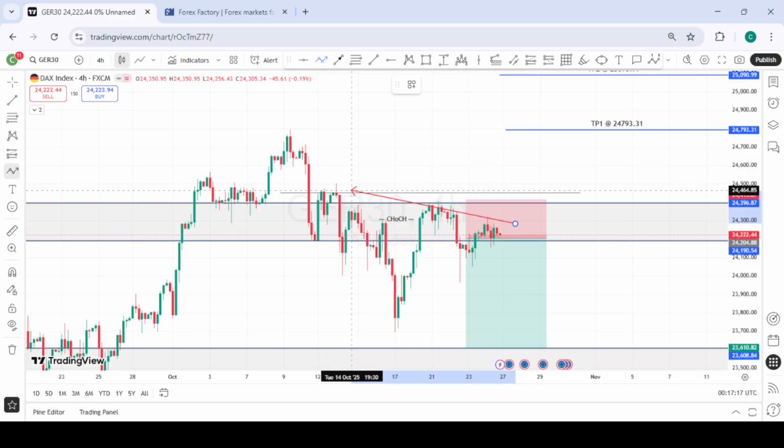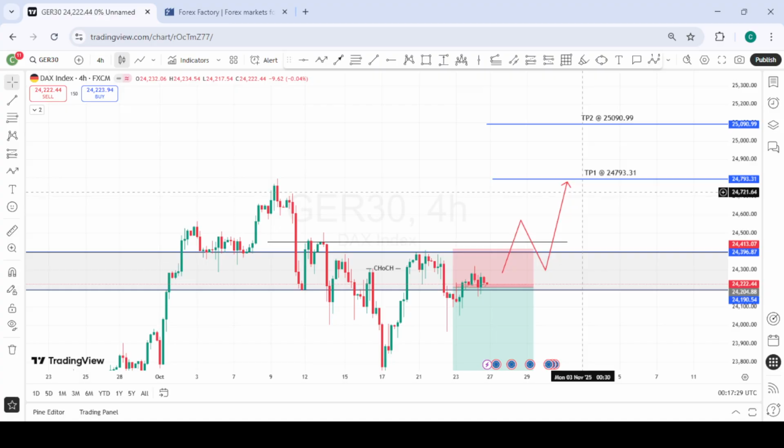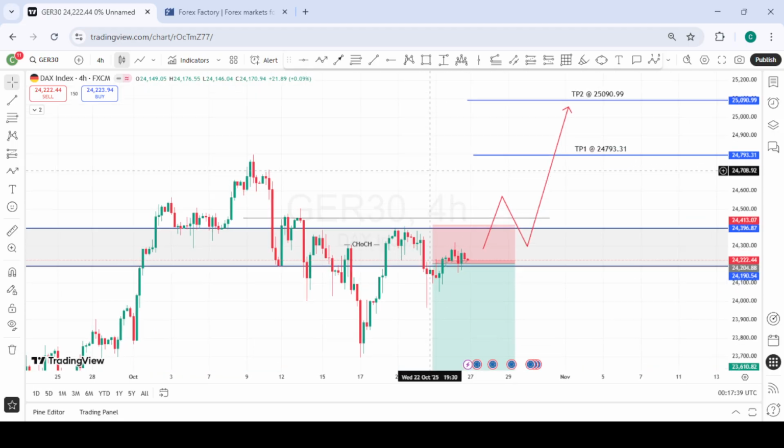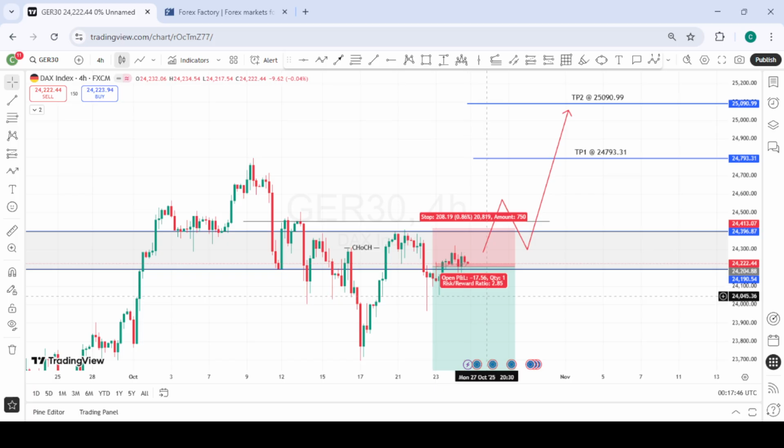Should price give us a daily candle break above this structural high, we'll be interested in buys to the upside. So we'll wait for a pullback into this zone and look for buying opportunities to the upside, targeting this as our first target and then our second target above. So let's look out for these scenarios. So then if this also plays out, it can form a possible harmonic pattern. So let's look out for possible buys if this move fails.